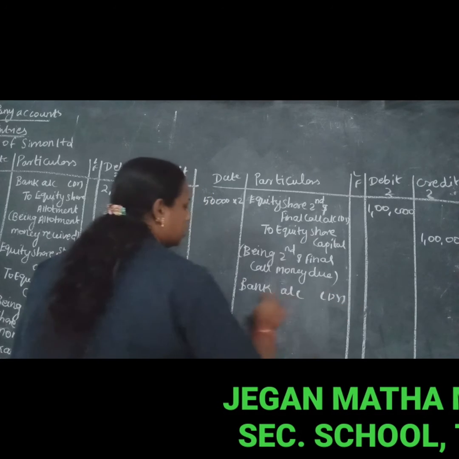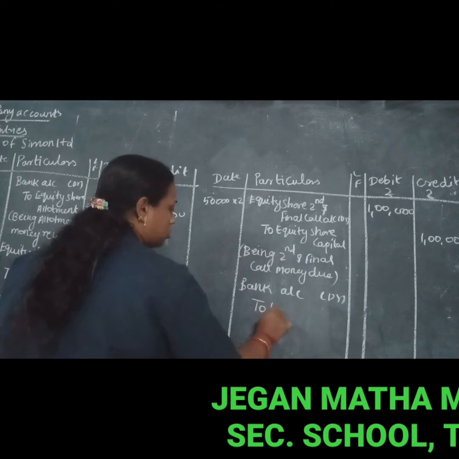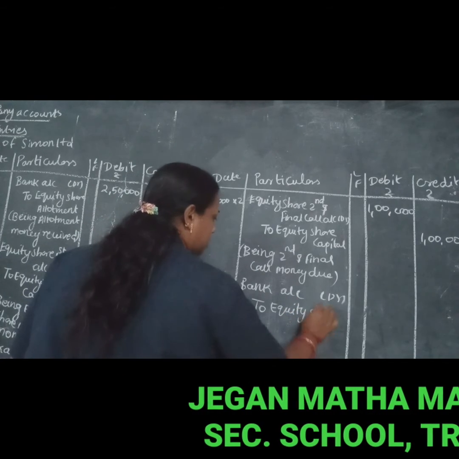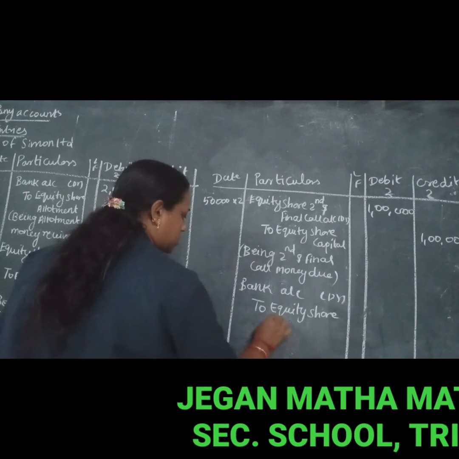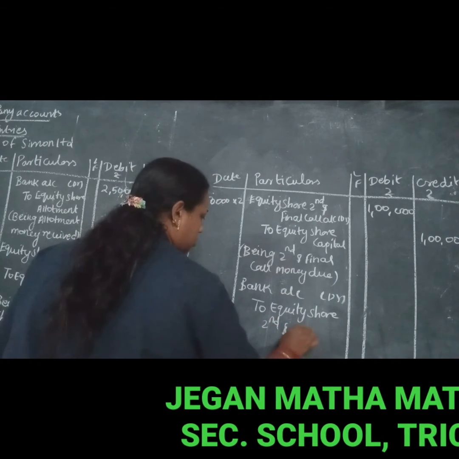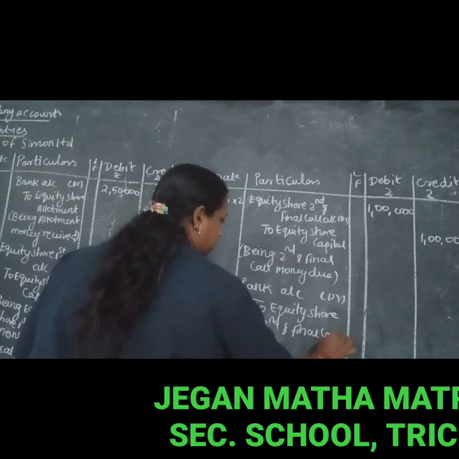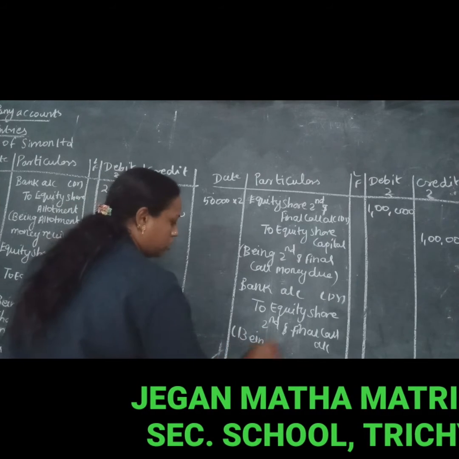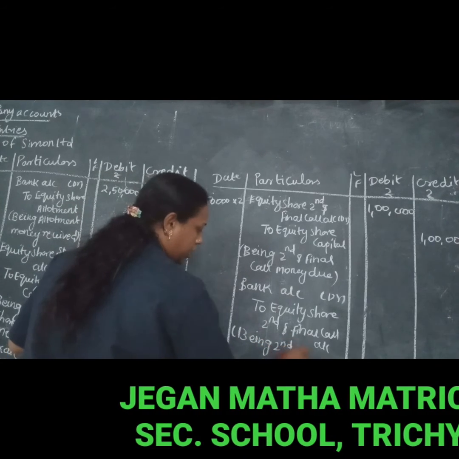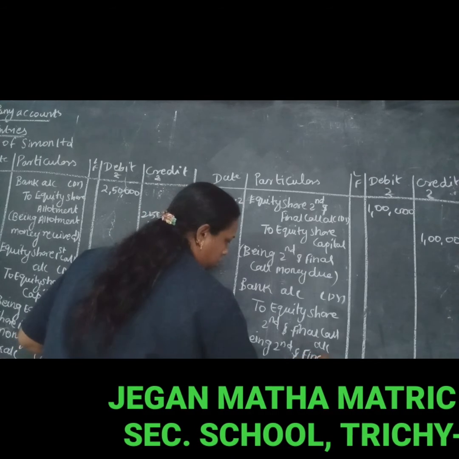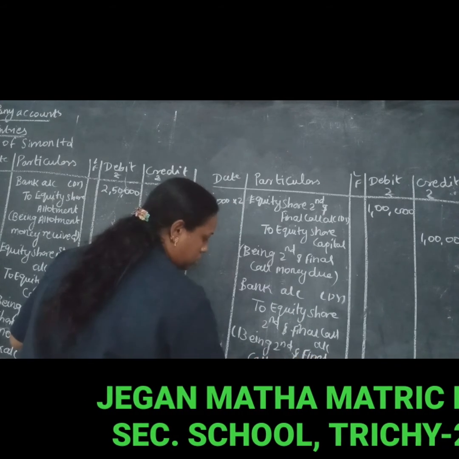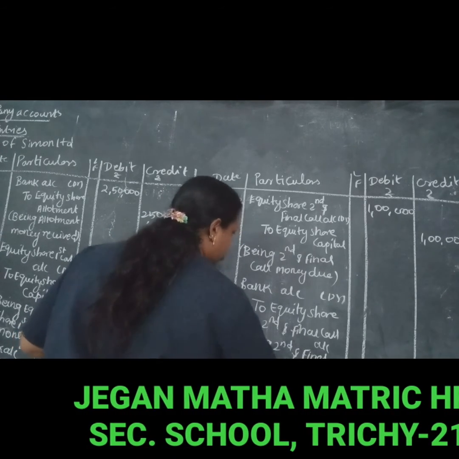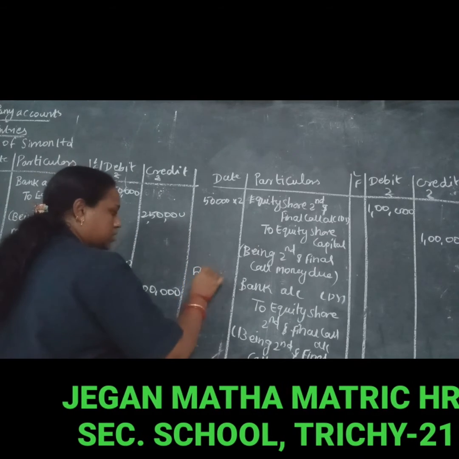What is the entry? Bank account debit to equity share second and final call account, being second and final call money received. So total equity shares are 50,000 shares.